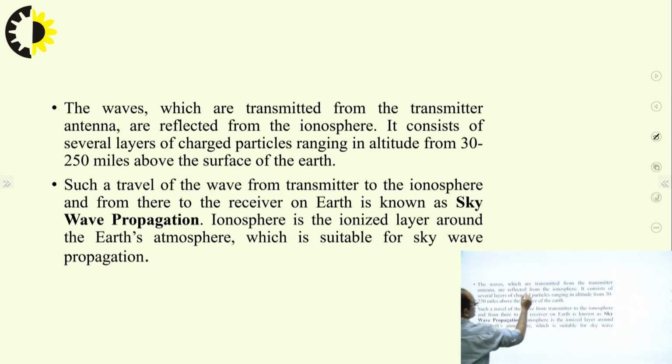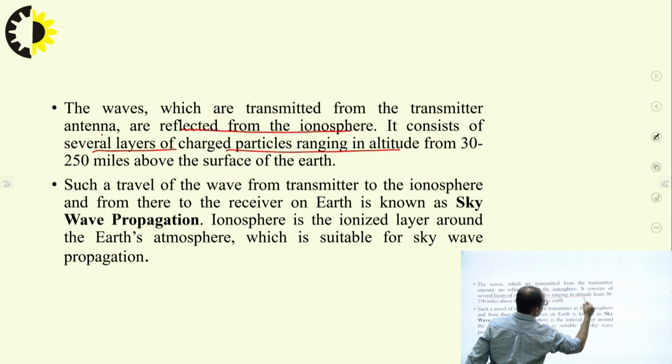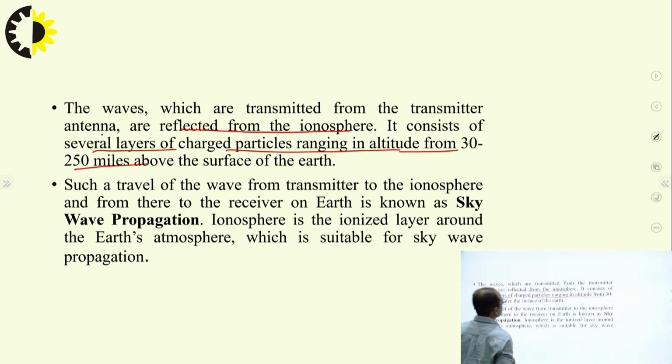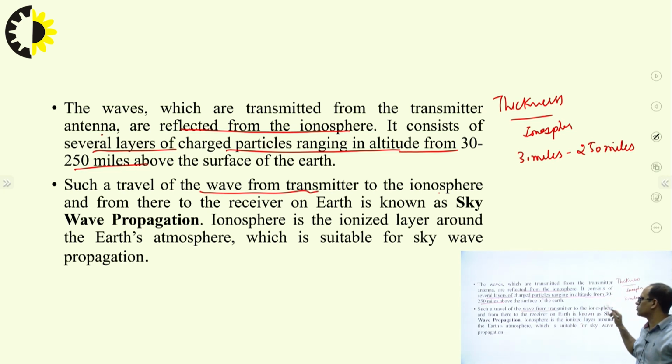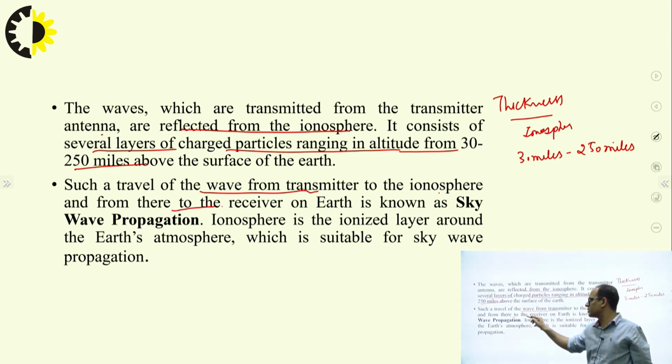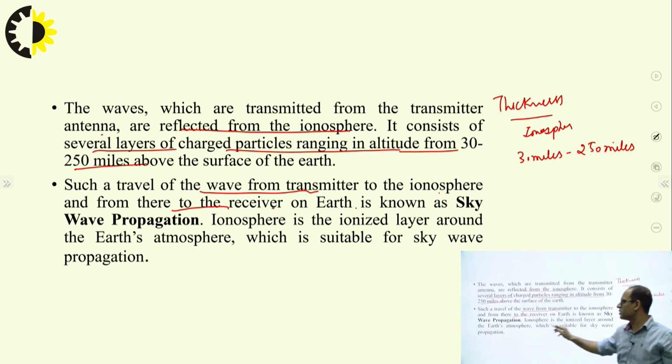So the waves which are transmitted from the transmitter to the receiver are reflected back from the ionosphere. It consists of several layers of charged particles in altitude from 30 to 250 miles. Means the thickness of the ionosphere ranges from 30 miles to 250 miles. Clear? Such a travel of the wave from the transmitter to the ionosphere and from there to the receiver on earth is known as skywave propagation.